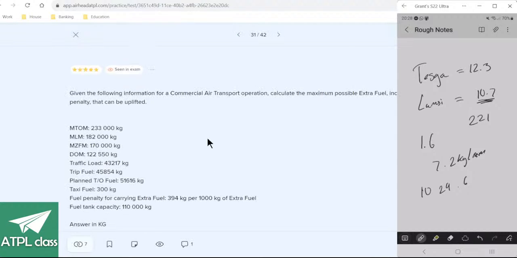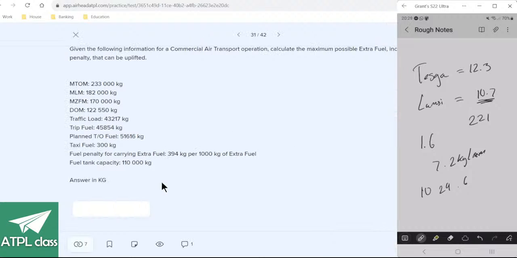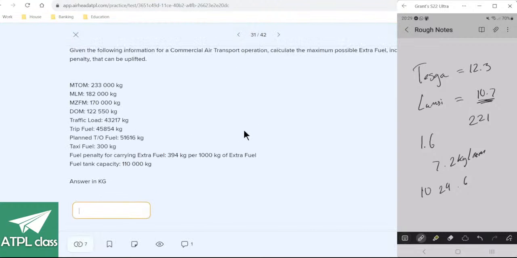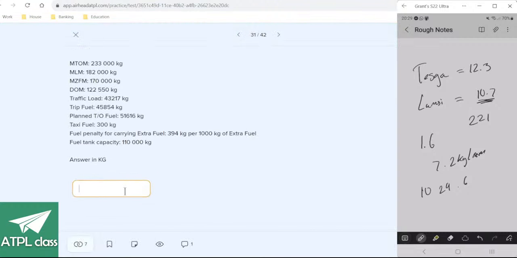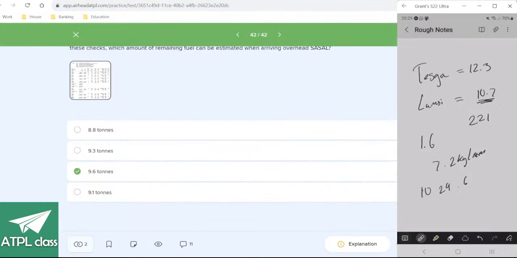Did I skip a question? 31, yeah, that's the one I skipped. Do I really have to do that? Probably do actually. 1, 2, 3, 4, 5, 6, 7, 8, 9, 10, 11, 12. I don't think I'll pass this, you know. I'm just finished with this.